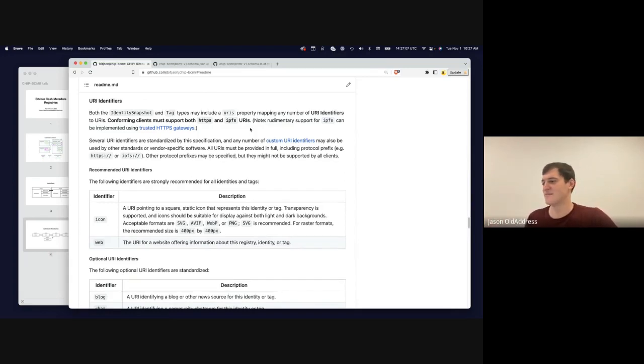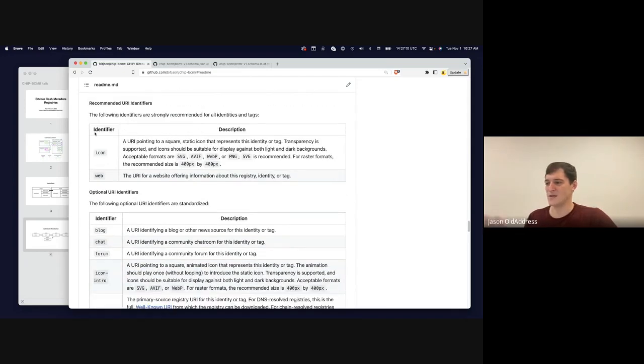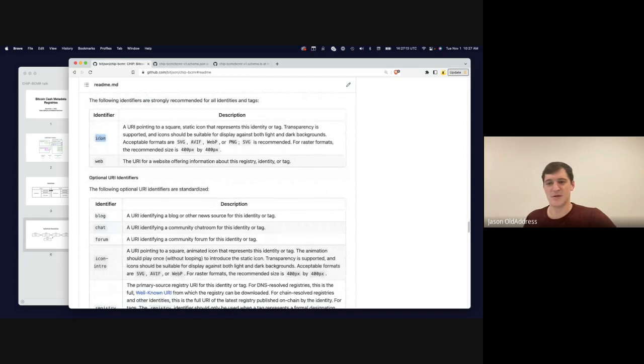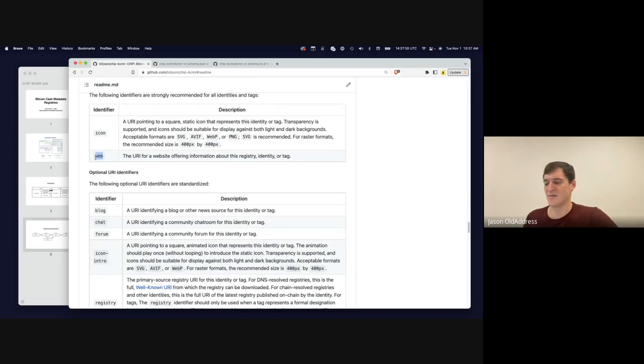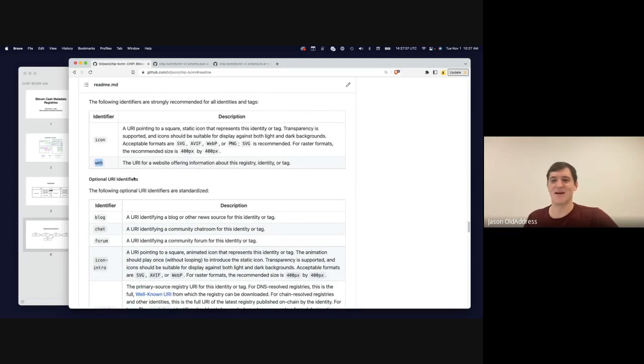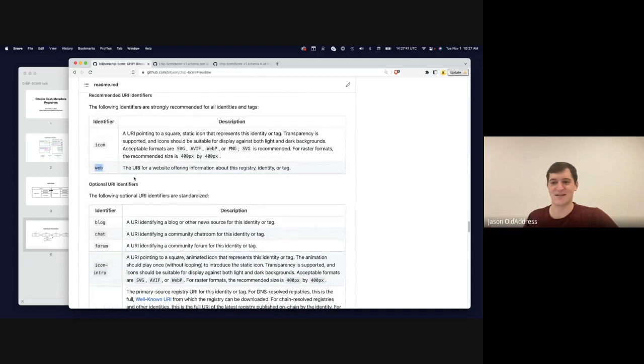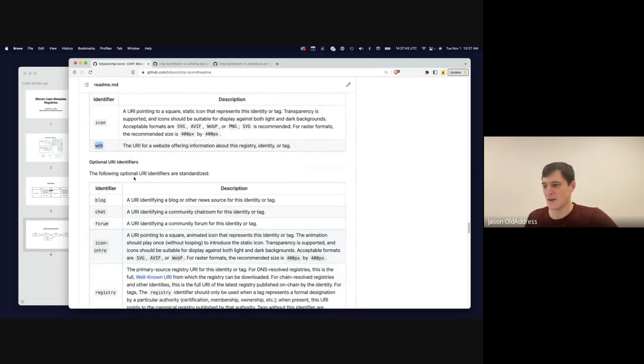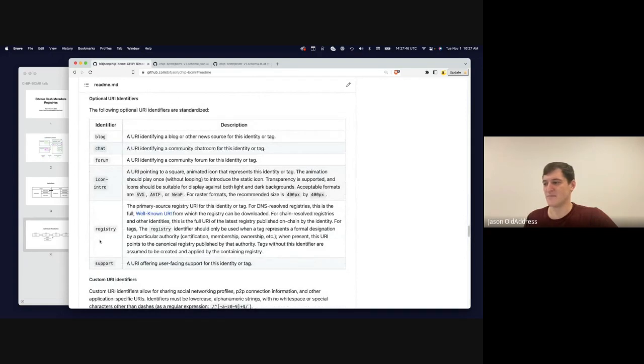So little detail there. There are some recommended URI identifiers. This is how we do token icons and all types of icons. So if you have an icon for an identity or for a software signing team or something like that, it's under URIs.icon, and then it is a URI for the icon. There's some details there. And then there's a standard web identifier, which should be some sort of navigable resource, a website or something, offering information about the registry, the identity, the tag, or whatever it's about. And then there are a few other identifiers that we basically reserve.